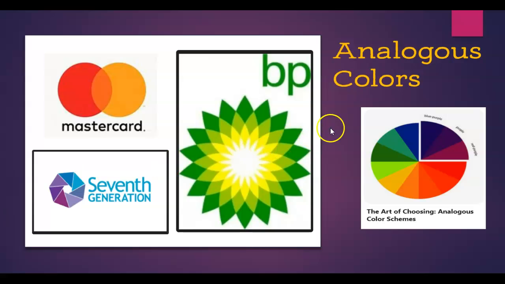The next one is analogous color. The art of choosing analogous color: three colors next to each other on the color wheel, composed of one dominant color, usually a primary or secondary color. These are examples: the MasterCard logo, BP logo, and 7th Generation logo.